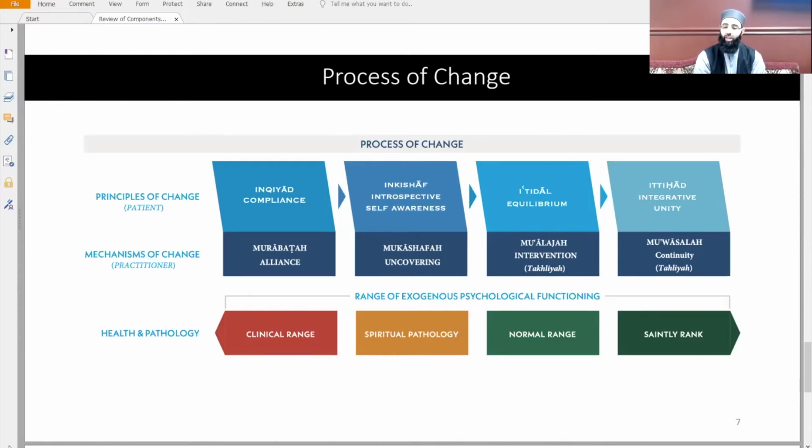So the intervention may be effective, but it's kind of like if you give a person a pill to use, the pill might be effective for that condition, but if they just spit it out as soon as they walk out of the room, then it's not going to have much of an effect. And so what does a therapist do, right? What does a practitioner do? What we want to do is engender motivation and engender compliance, right? And how do we do that? That's through murabata, which is essentially building the therapeutic alliance.